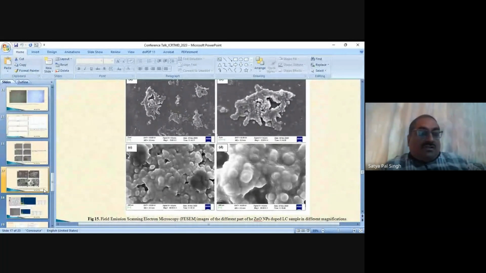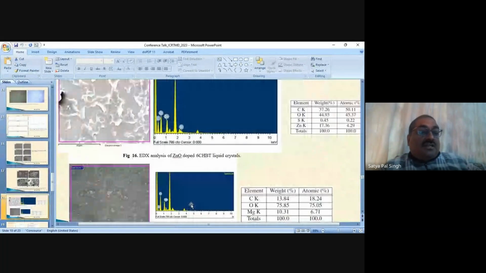F is the EDX image for the two cases, which confirms the elemental presence, and therefore there is no impurity. So we are fully confirmed that no impurity is present.